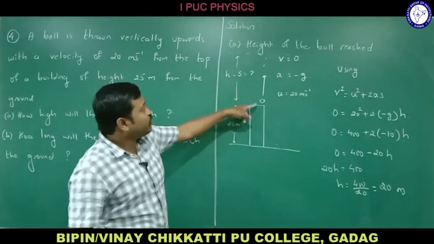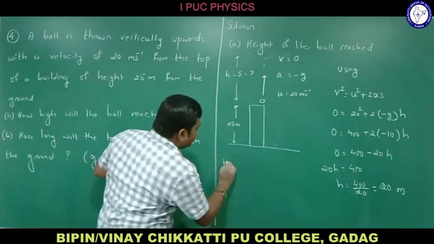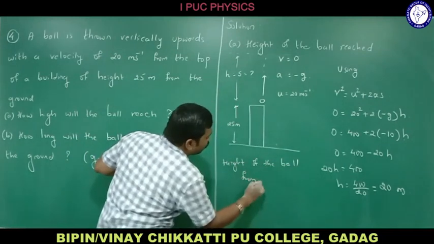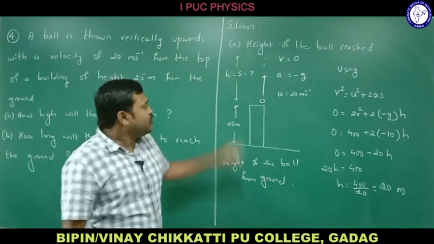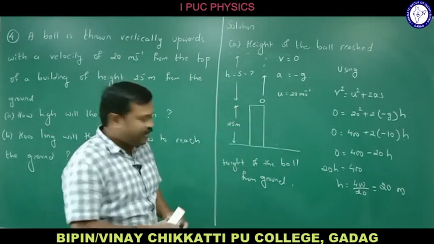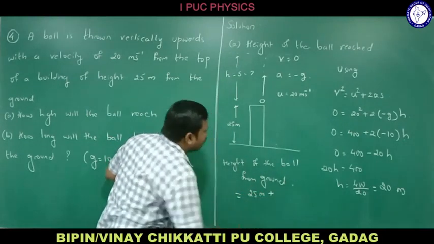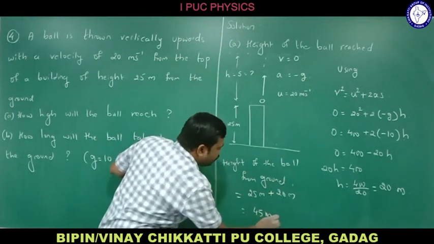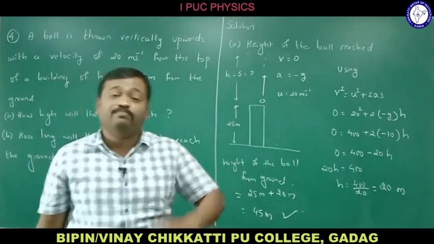So what is the height the ball reached above the building? It is 20 meters. But you need to calculate the height of the ball from the ground. Whenever we calculate height, we calculate from the ground, right? So above the building it is 20. Then what is the height of the building? 25. You need to add both here, right? What is the height of the ball from the ground? That is 25 meters, the height of the building, plus this height. How much is the height here? 20 meters. So how much do you get? 45 meters. So this is the answer, right? What is the height of the ball asked? Remember, height is always calculated from the ground, right?